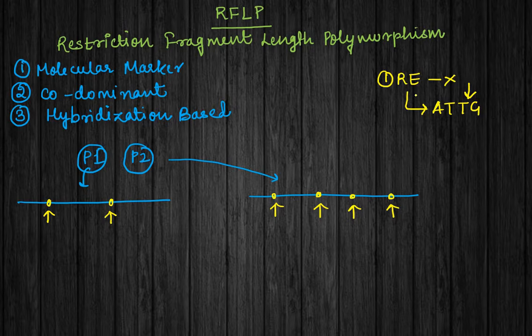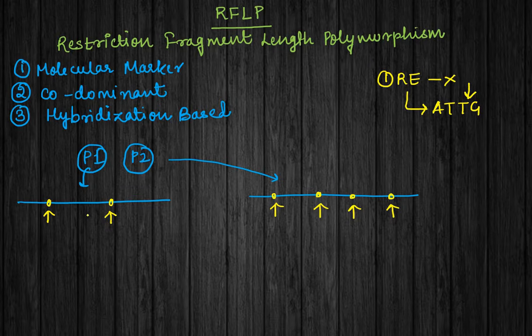Why restriction? Because we are using an enzyme, a restriction enzyme, because it is having a site on a DNA segment. Fragment means, when we apply this restriction enzyme on a DNA, it is going to make fragments of this, right? Length polymorphism. What is the meaning of length polymorphism? That means there will be a variation in length.